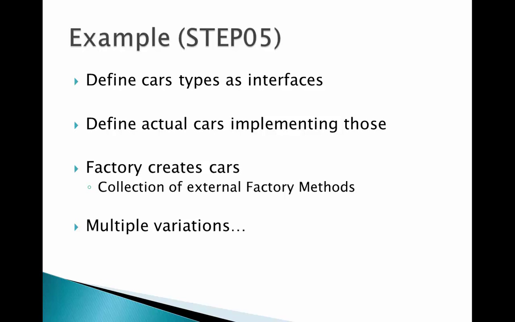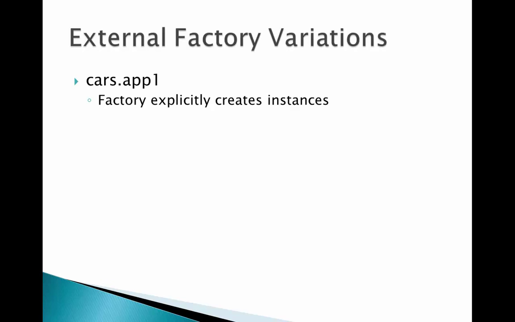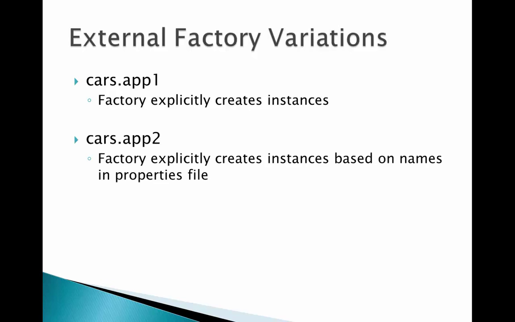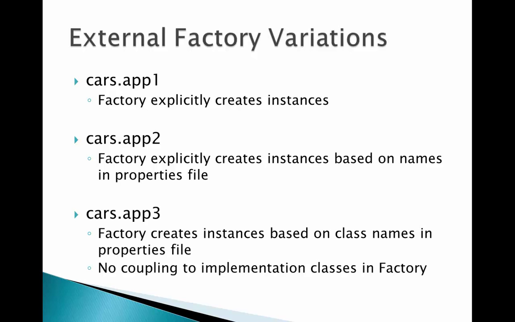So we did our multiple variations. Here's the different variations we just walked through. The first one, factory explicitly creates the instance. Second, the factory explicitly creates instances based on names. The third one, the factory creates instances based on class names in the property file. Okay, so that last one is a lot more ideal here.